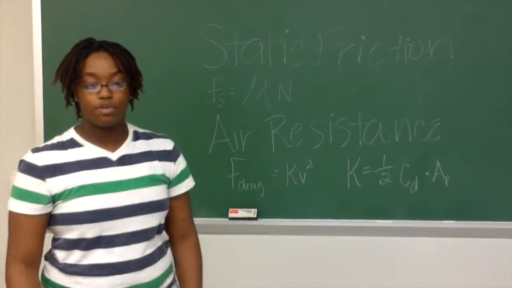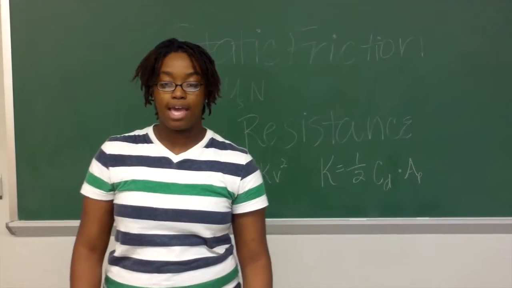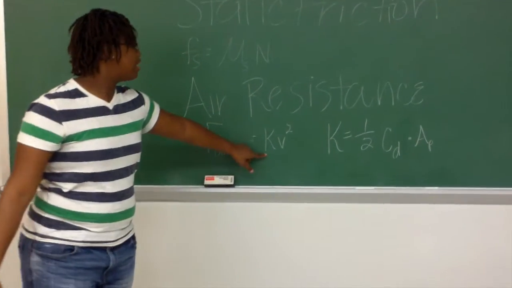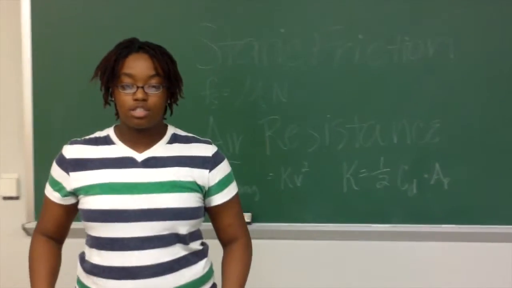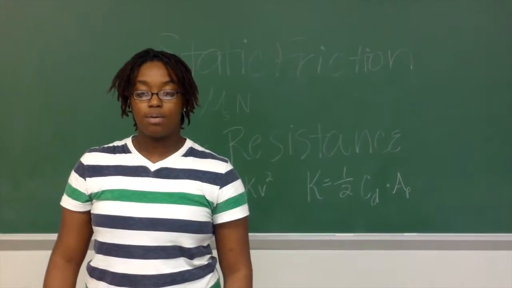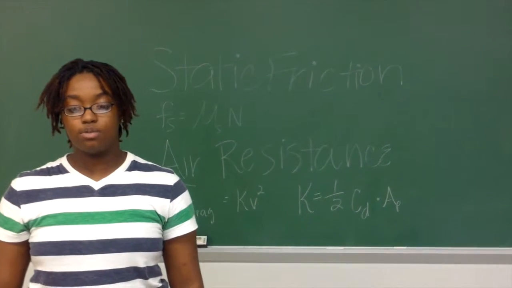The drag force is the magnitude of the friction force that is described as F drag equals k times velocity squared. And the terminal speed is when the upward force of air resistance and the downward gravitational force equal each other.